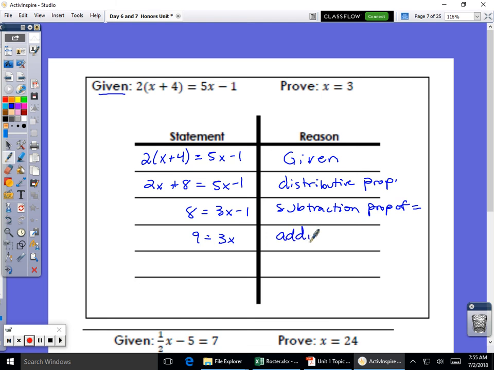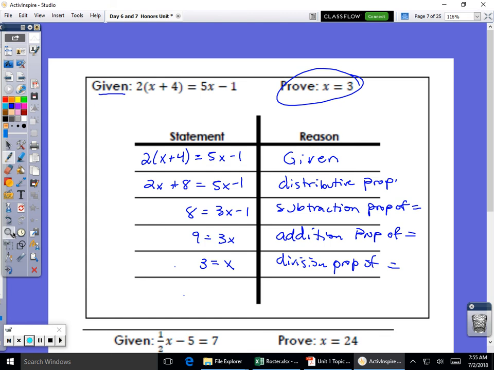All right, I'm going to add 1 to both sides. Addition property of equality. All right, and last step, divide by 3. Division property of equality. And that's what I was supposed to prove. That was my endpoint. I didn't know where the endpoint should go, so I wasn't going to write it in first. Should it go here or there? It just kind of got me there.